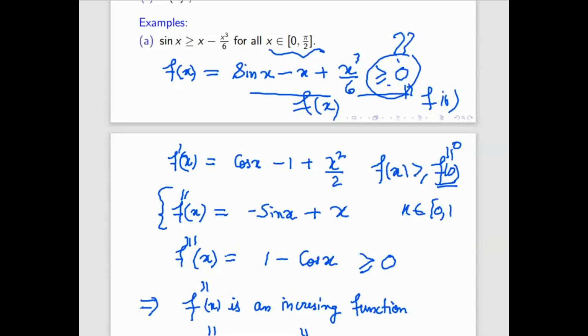Sir, if in this question the f of 0 value were, suppose, -1, then this inequality would be greater than -1. Yes, then in that case something like that would be there. Here some -1 or +1 will also be there.